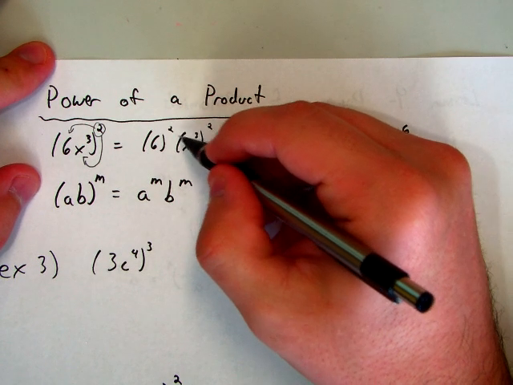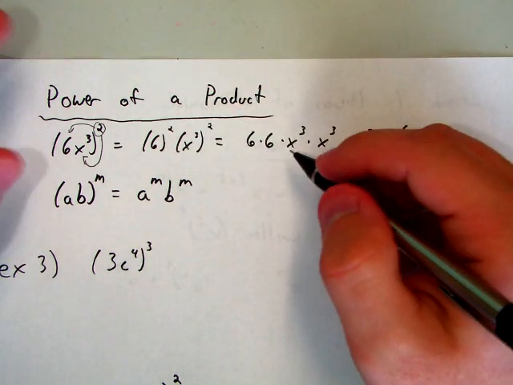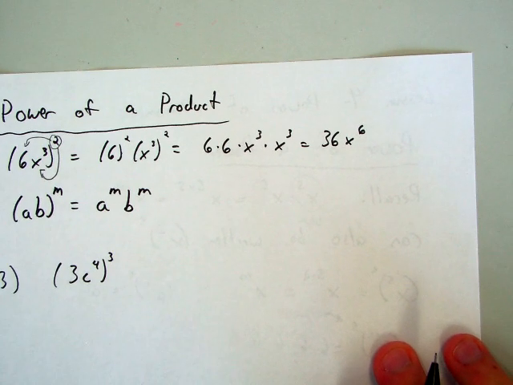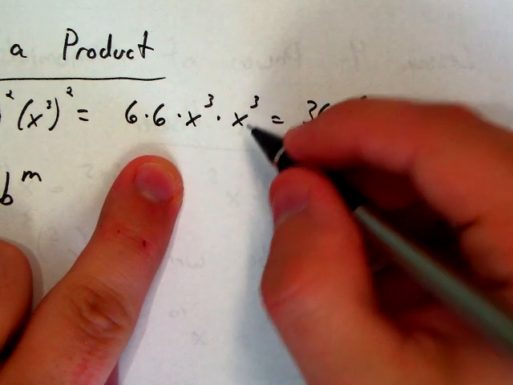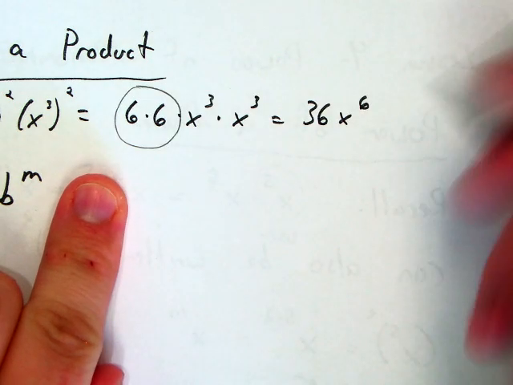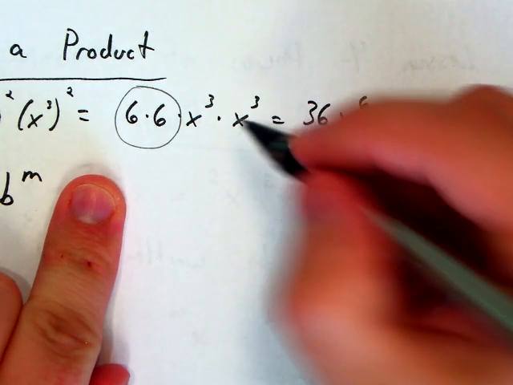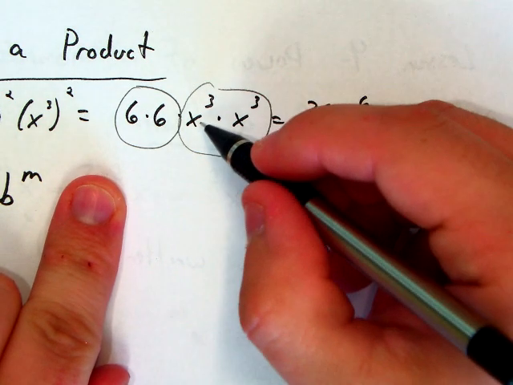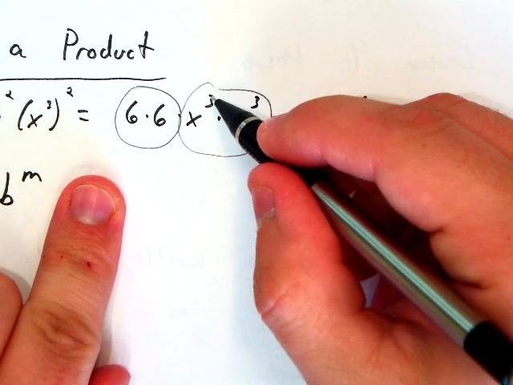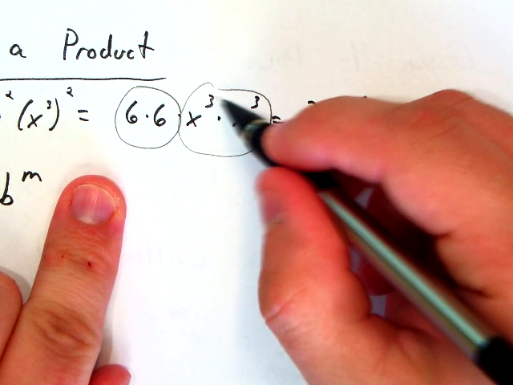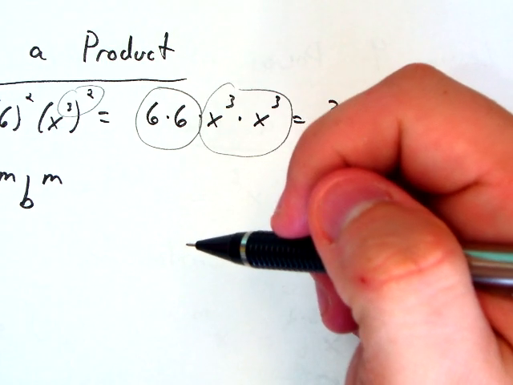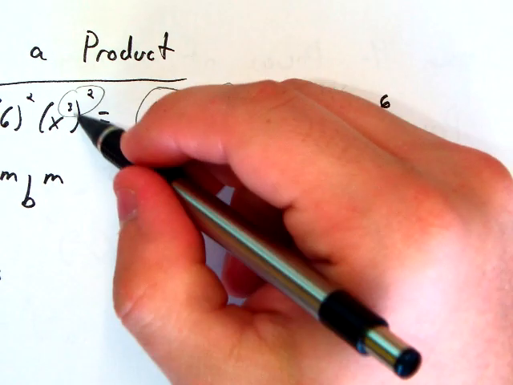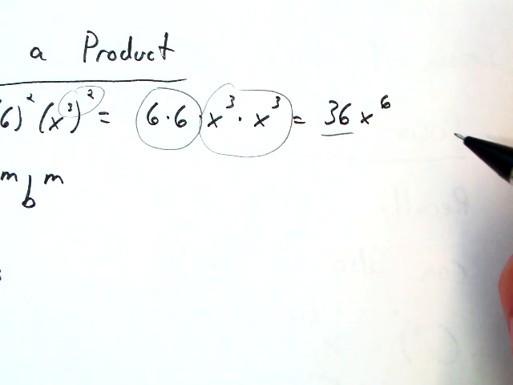So it looks more like this now: 6 to the 2nd and x to the 3rd to the 2nd. 6 to the 2nd is 6 times 6. X to the 3rd raised to the 2nd power is x to the 3rd times x to the 3rd. We take this first part here and multiply them together to get 36. The second part here, we can either add the exponents, like we've done with product of a power, or we can use our power of a power rule from the back side of this paper. 3 times 2 will still get you 6.